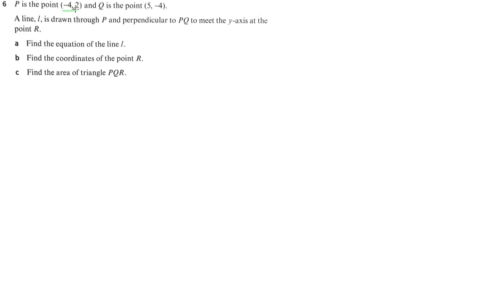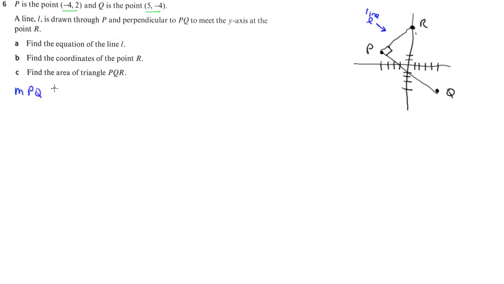All right, in this problem we've got 2 points, P and Q, and we've got some information about a perpendicular and the y-axis. Sometimes it's easier to do a quick sketch and get a lay of the land and figure out what's going on. So I've got P and Q, and I know that R is perpendicular from P and Q, and it's going to touch the y-axis. So it's going to look like this.